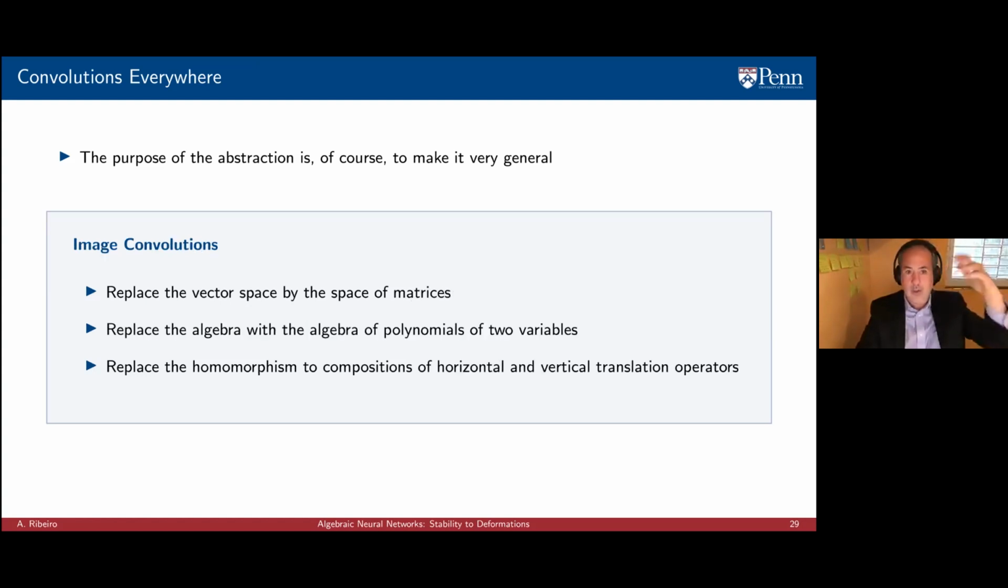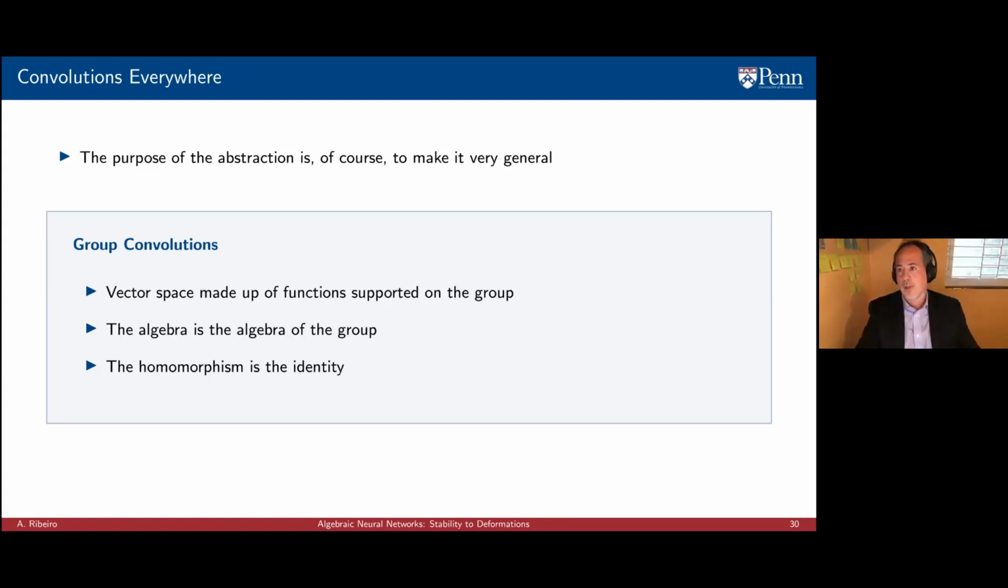If you want to work with image convolutions, the vector space is now the space of matrices, given by the dimension of your images. The algebra is the algebra of polynomials of two variables, and the homomorphism contains compositions of horizontal and vertical translation operators. If you want to define group convolutions, the vector space is made up of functions supported on the group. The algebra is the algebra of the group, not unexpectedly, and the homomorphism in this case is just the identity because everything is defined natively in the definition of the group.